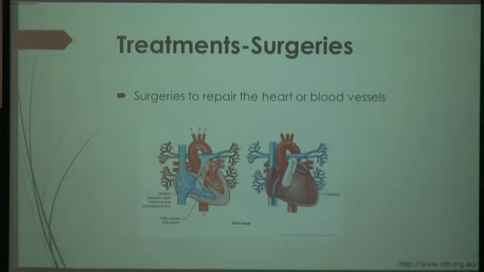To repair their heart or blood vessel, or repair the hole. As you can see in this picture here, this actually summarizes two types of defect. For this VSD, or ventricular septal defect, there's a hole between the right and left ventricle. For this VSD, we usually need to apply a patch to close this hole, so there won't be any mixing of the oxygenated blood and the deoxygenated blood.